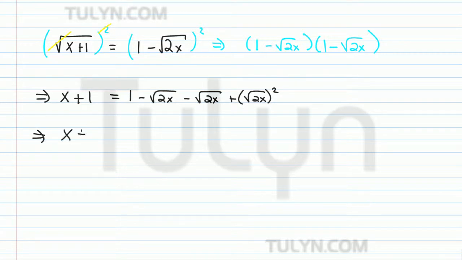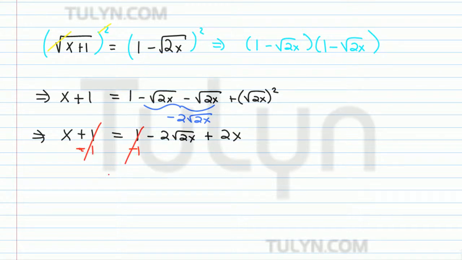So now simplifying, let's leave the left alone for now. So we get 1. These two terms are like terms, so this can become minus 2 times square root of 2x. And then the last term is square root of 2x squared, which is just 2x. So now that our equation looks like this, we can start adding and subtracting terms. So if we subtract a 1 from each side, these two actually cancel out. So rewriting the equation, we have x is equal to minus 2 times square root of 2x plus 2x.